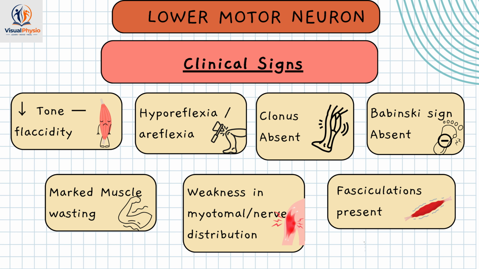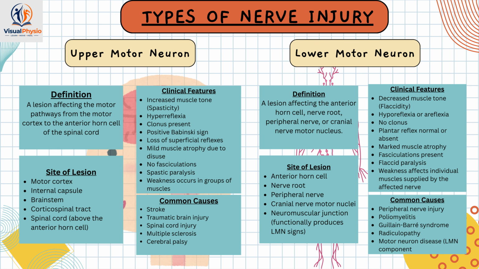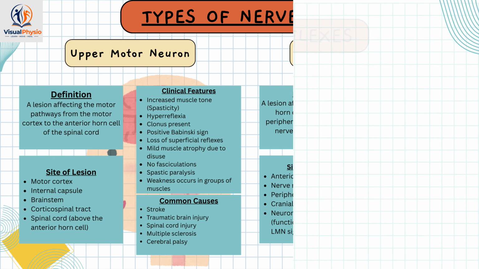The clinical signs are almost a mirror image of what we just covered. Decreased tone, hyporeflexia, clonus is absent, Babinski sign is absent, marked muscle wasting is seen because the muscle has lost its nerve supply. Weakness in myotomal or specific nerve distribution, fasciculations, visible twitches are present. So, if upper motor neuron is everything turned up, lower motor neuron is batteries are dead. Hold on to these two phrases. We'll come back to them at the end.